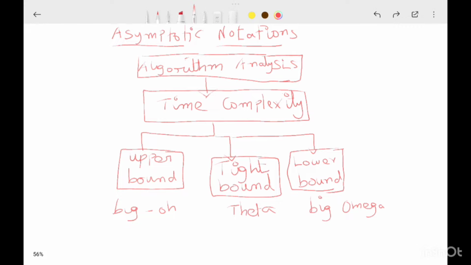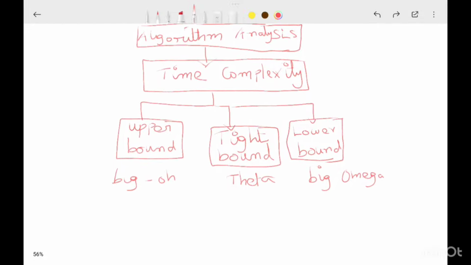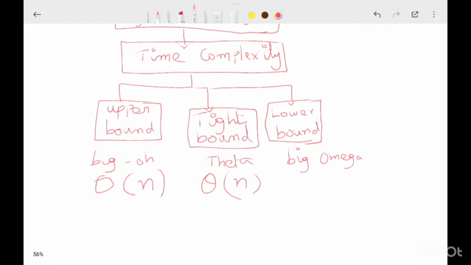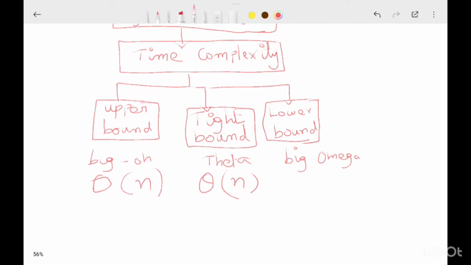The upper bound of an algorithm can be represented using big O notation. That means O of some function n, O of n. The tight bound can be represented using the notation theta, so theta of some function n. And the lower bound of an algorithm can be represented using big omega notation. This is omega of some function n.